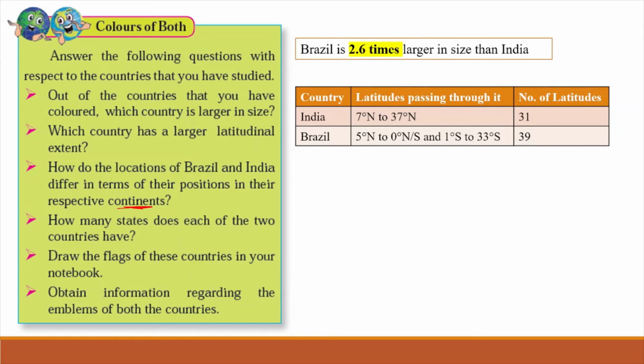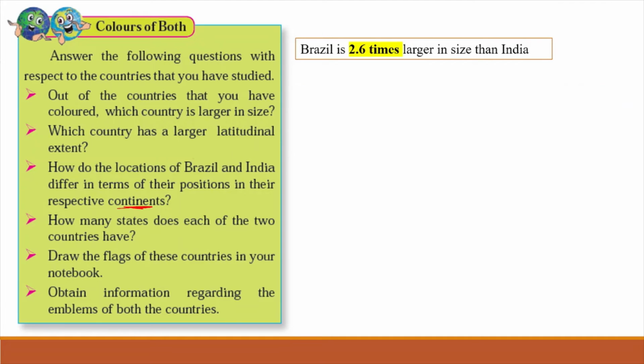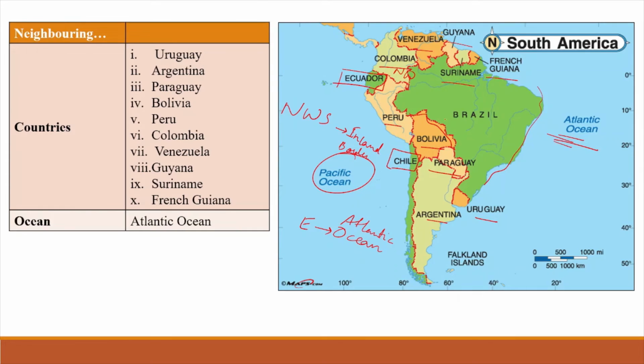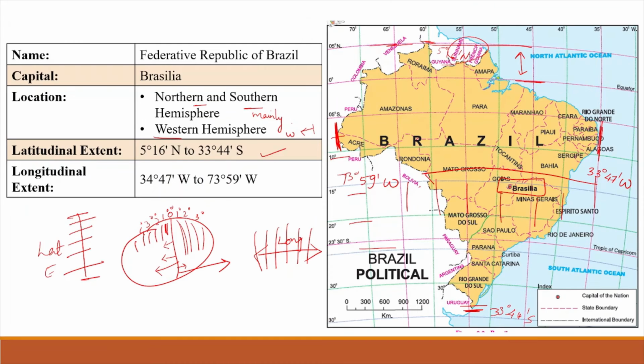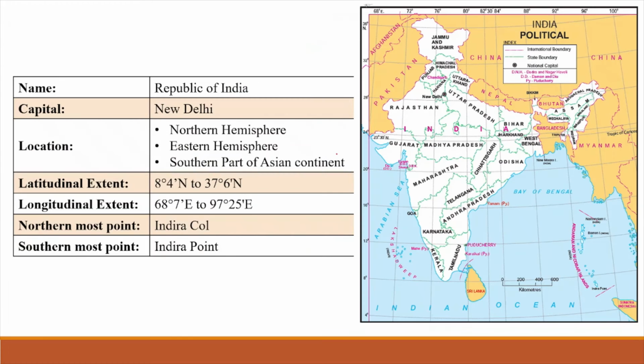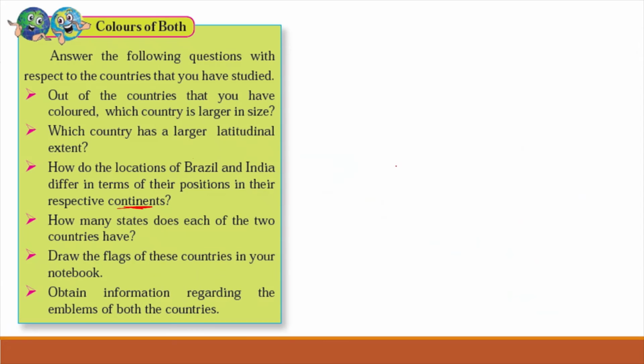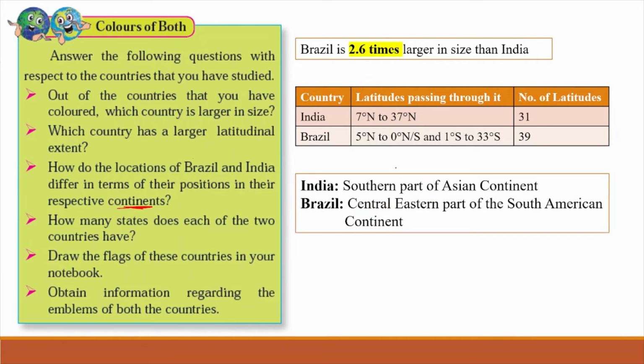Now, if you see, Brazil lies here. You can see Brazil lies mostly in the central eastern part of the continent. And if you see for India, India mostly lies in the southern part of the continent, of the Asian continent. Okay, so that is the difference about their location with respect to the continents they lie in.